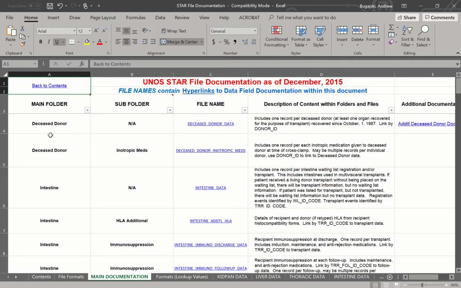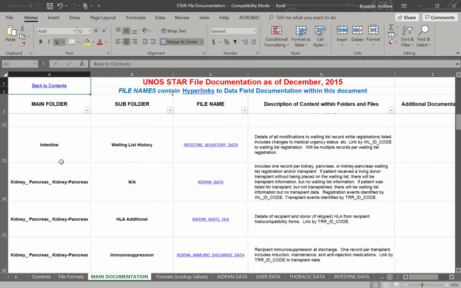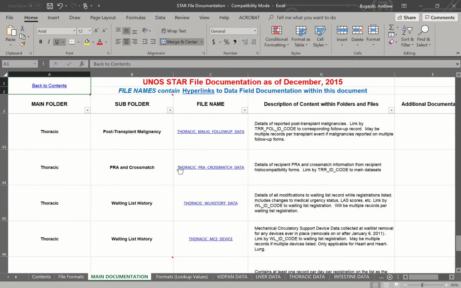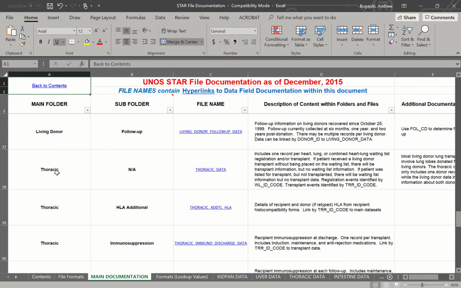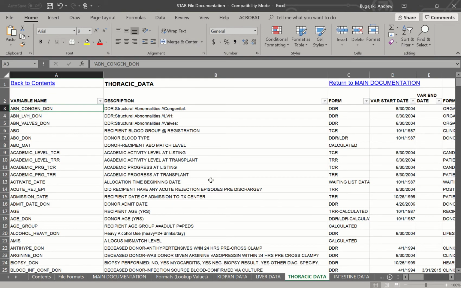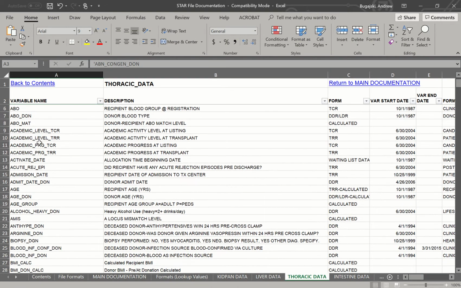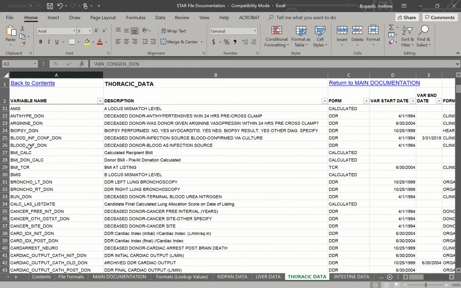But here, you know, so I'm in the thoracic data. So here's intestine, pancreas, liver, thoracic, okay. And I know I'm in the thoracic data set. I'll click that, and then what am I trying to find here? I'm trying to find blood infection. Okay, so that's the variable name. Let's see if we can find it here. Blood infection. Okay, deceased donor infection source confirmed via culture.